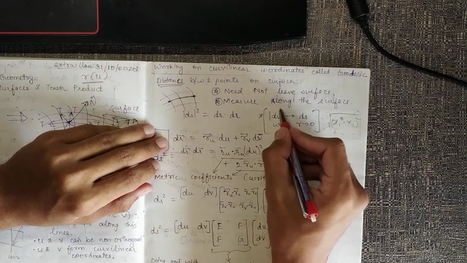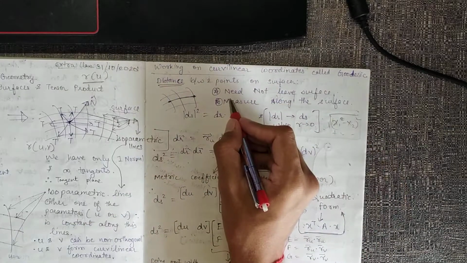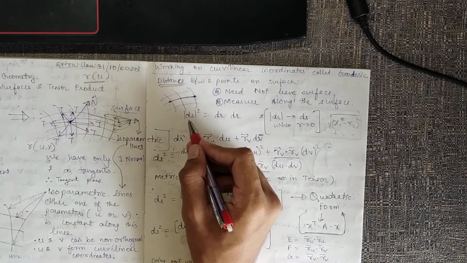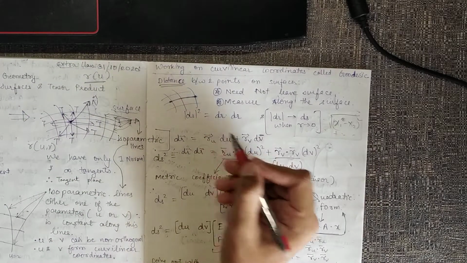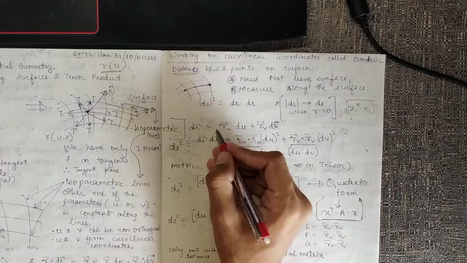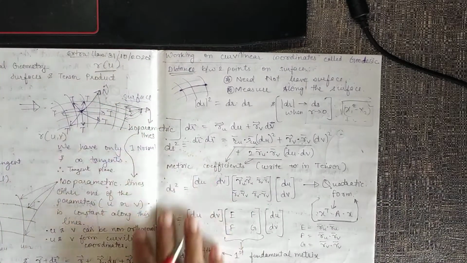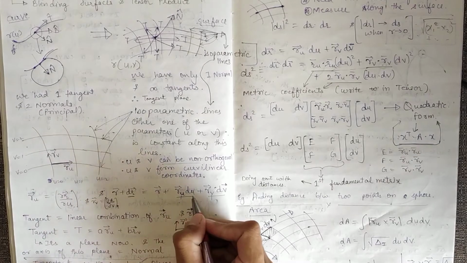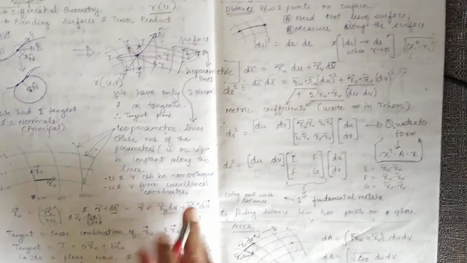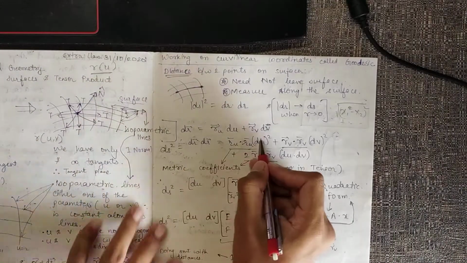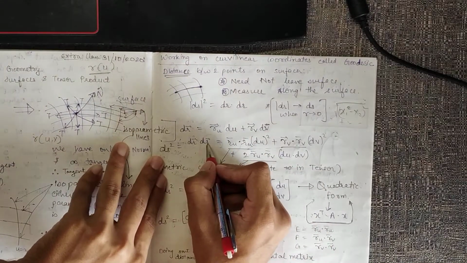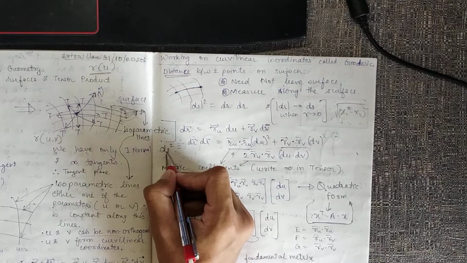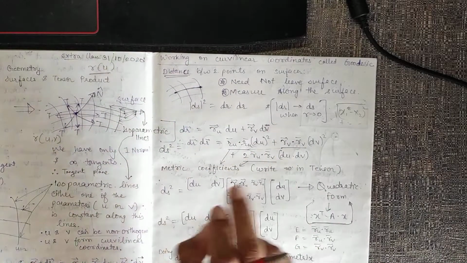So we need to measure the distance along the surface, and we cannot leave the surface. This is a differential distance, and using some mathematics we know that dr is ru du plus rv dv. Dr dot dr will give ds square, and ds is the distance along the surface.